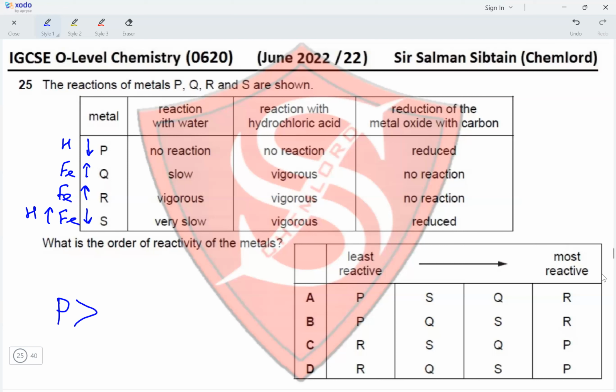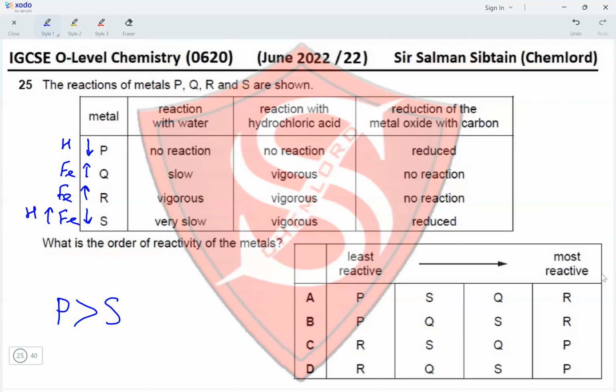Then we have Q and S because both of them react slowly with water, whereas S is much slower. So S should be less reactive than Q. This can be confirmed by checking the reduction of their oxide with carbon. Q has no reaction taking place. S gets reduced by reacting with carbon. Therefore, S should be the next element after P, as S is even less reactive than Q and R, but is more reactive than P.